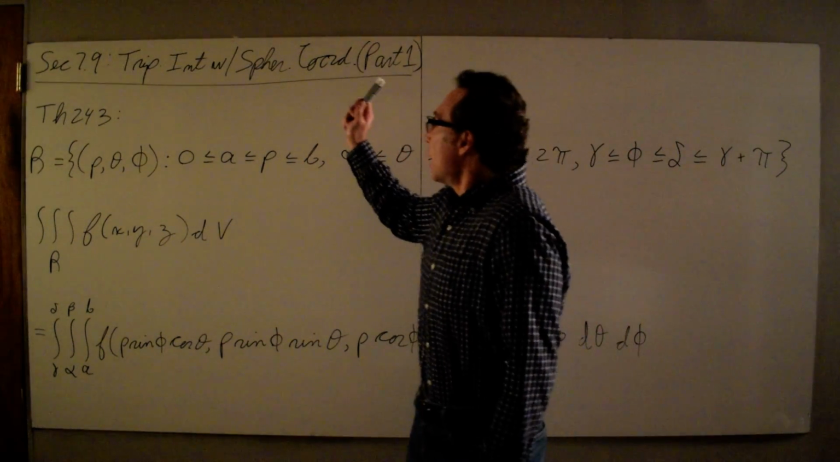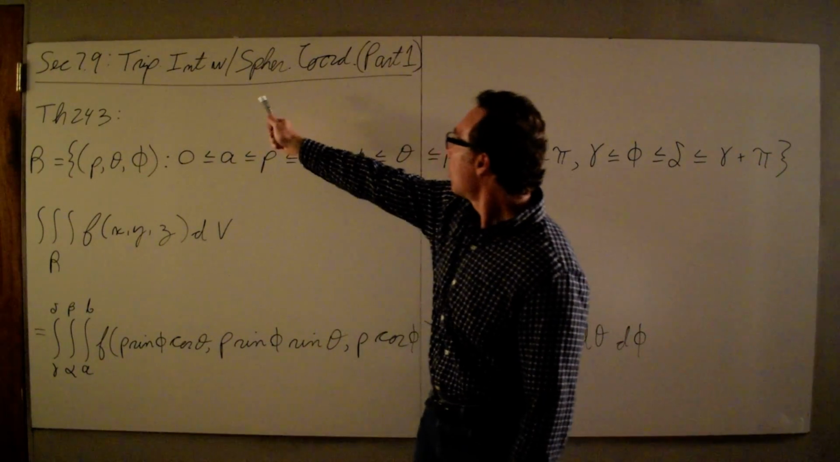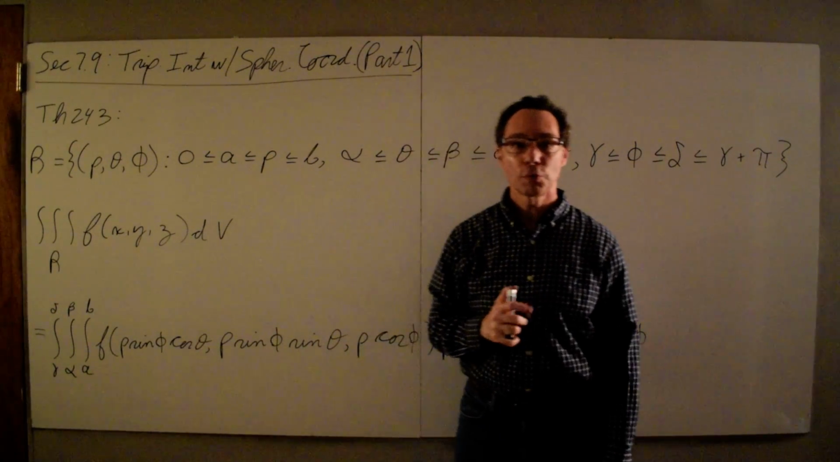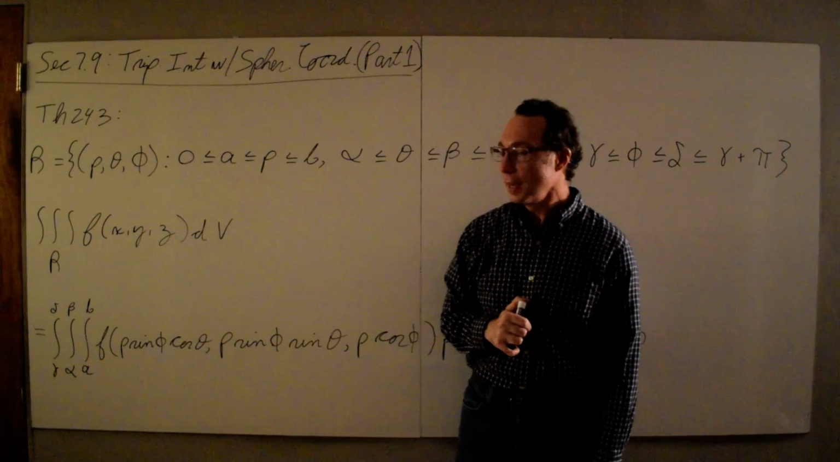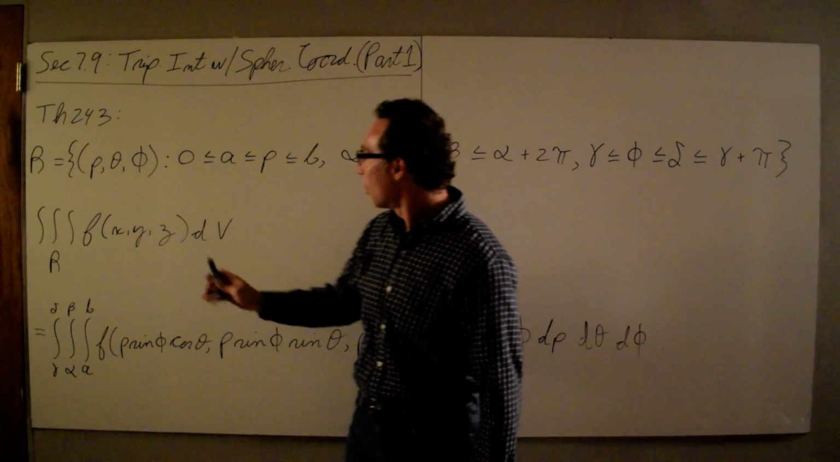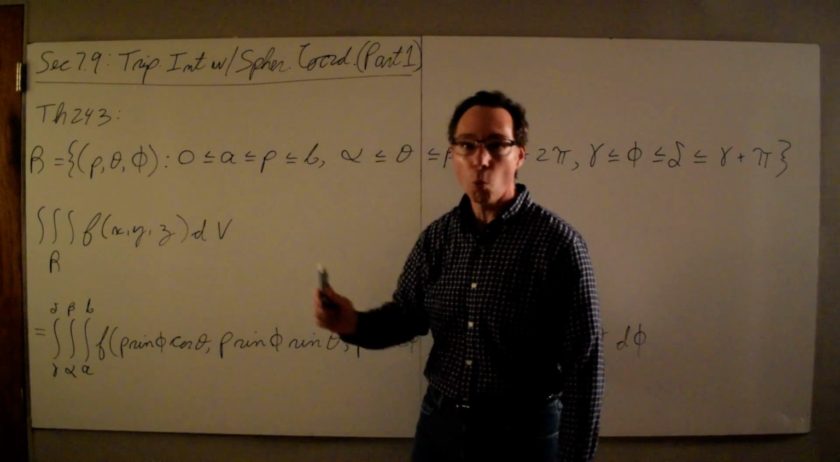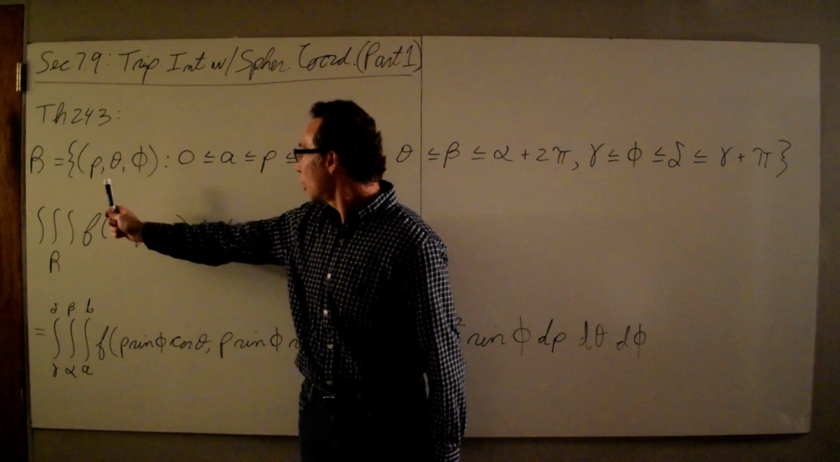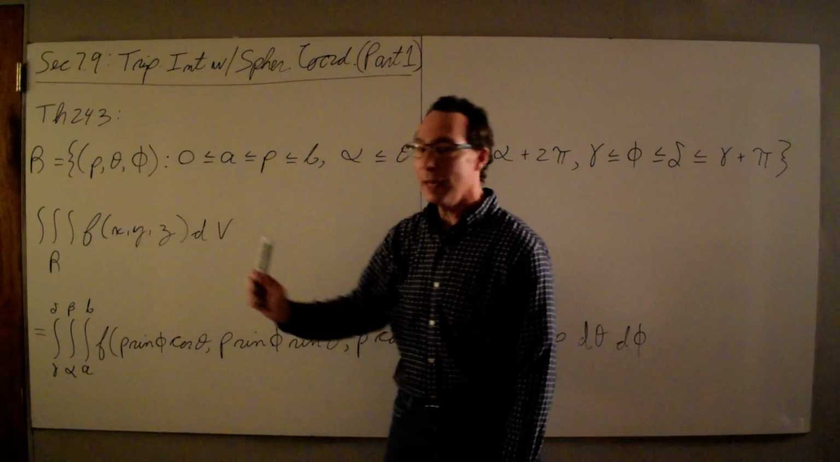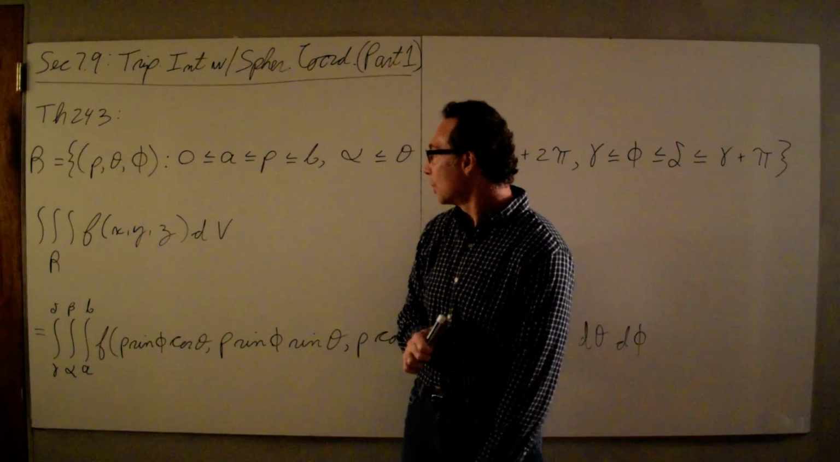This is the first video on section 7.9, triple integrals with spherical coordinates. Now, we're going to start with R being what we call a spherical wedge. And so it's a set of points rho, theta, phi with some parameters here.